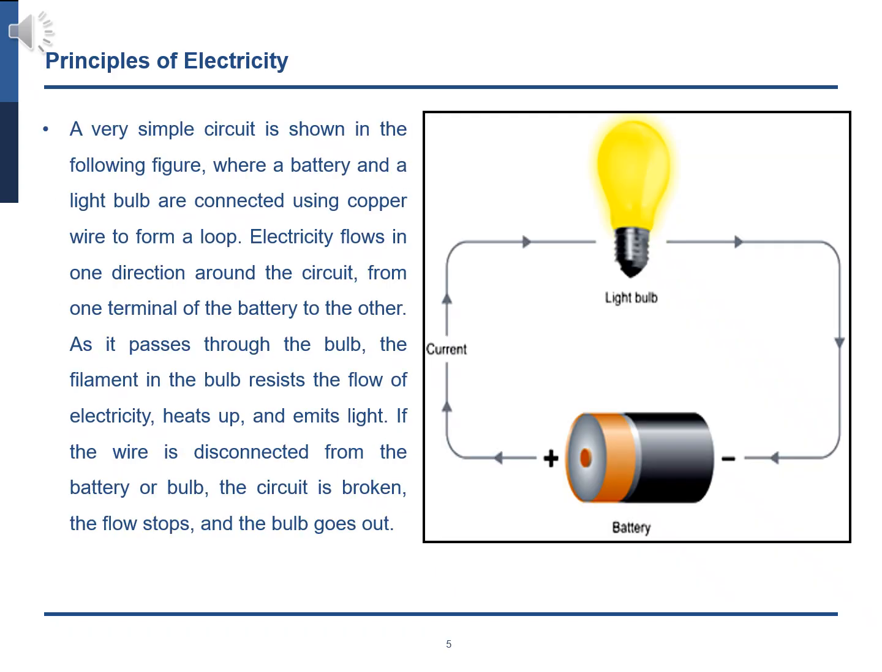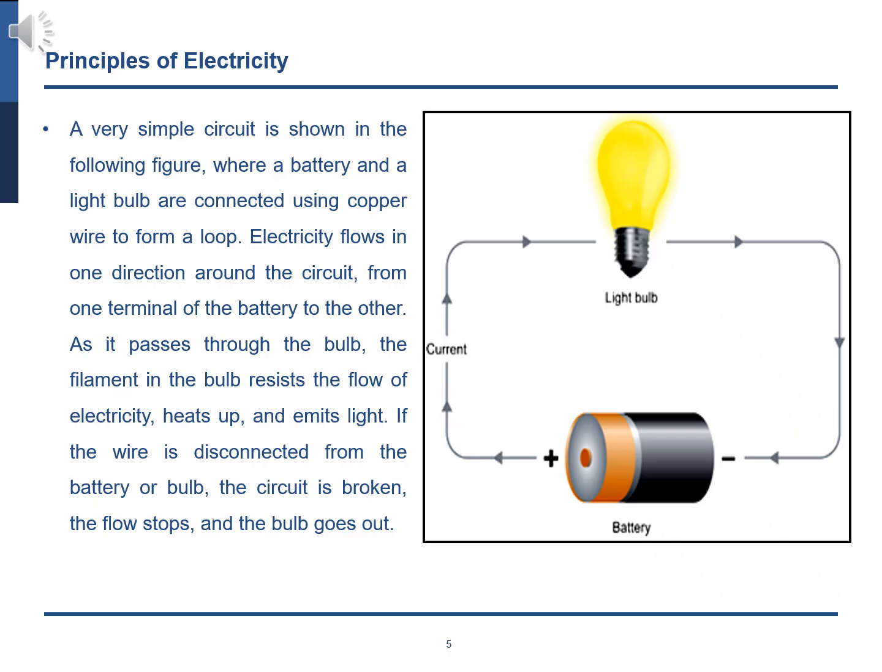A very simple circuit is shown in the following figure, where a battery and a light bulb are connected using copper wire to form a loop. Electricity flows in one direction around the circuit, from one terminal of the battery to the other. As it passes through the bulb, the filament in the bulb resists the flow of electricity, heats up, and emits light. If the wire is disconnected from the battery or bulb, the circuit is broken, the flow stops, and the bulb goes out.